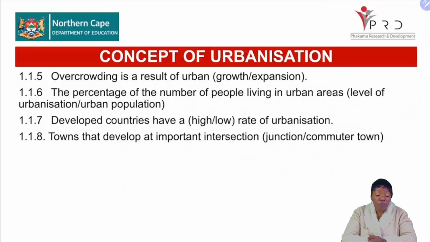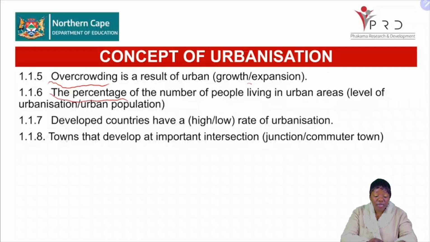So your 1.1.5 says the overcrowding. By now you understand what is overcrowding. Is it a result of urban growth or urban expansion? Then your 1.1.6, the percentage of the number of people living in rural areas. We're talking of the percentage. Is it a level of urbanization or is it urban population?